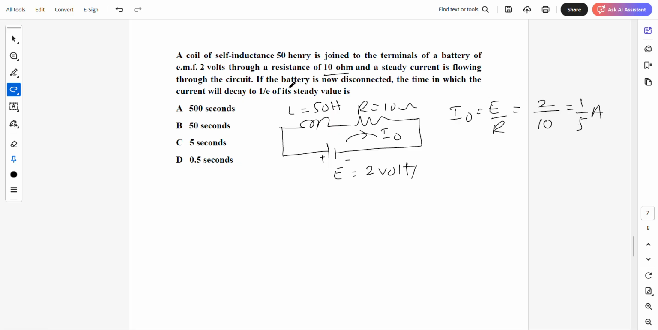If the battery is now disconnected, what happens if the battery is disconnected? This is L, this is R. The battery is disconnected.